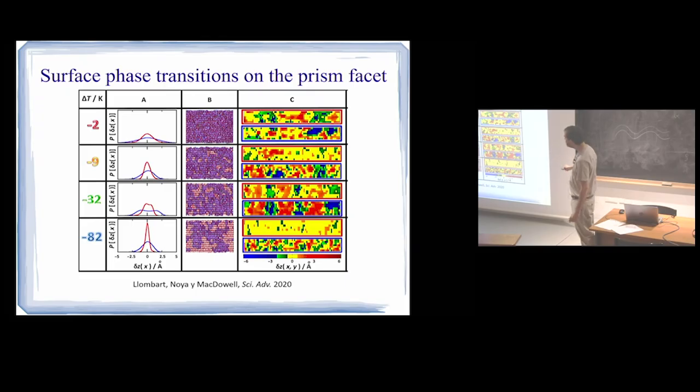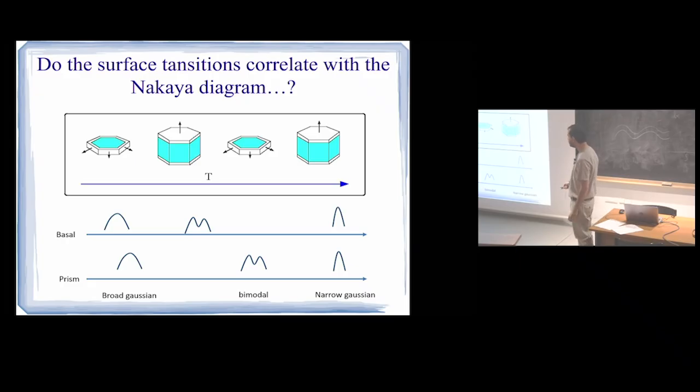But in the meantime, I actually observed these unexpected transitions from Gaussian to bimodal and from bimodal to Gaussian. Okay? So what this says is that both the basal and the prism facet undergo two surface phase transitions as you heat them up from minus 200 Kelvin to about the melting point. So this is the situation. For the basal facet, it seems I have, from low to high temperature, three different phases. And for the prism facet, I also have three different phases that are similar, but the transitions occur at different temperatures.